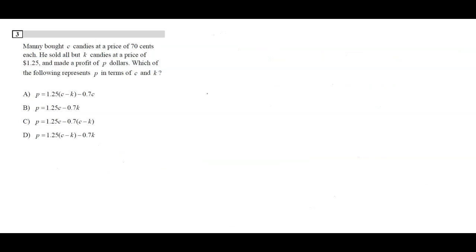Manny bought C candies at the price of 70 cents each. He sold all but K candies for a price of $1.25 and made a profit of P dollars. Which of the following represents P in terms of C and K? So look at our answers. We can see decimals. So C candies at the price of 70 cents, so 0.7C. That's the cost of all the candies. He sold all but K candies at the price of $1.25. So all but K is going to tell me that it's 1.25.